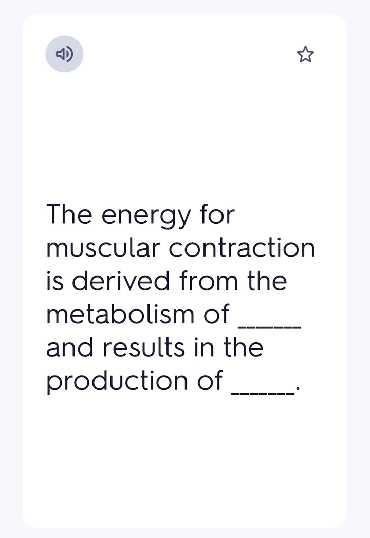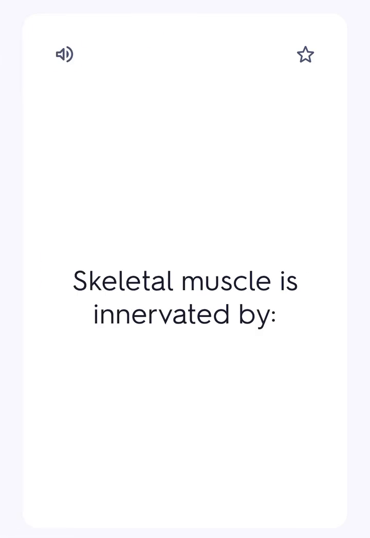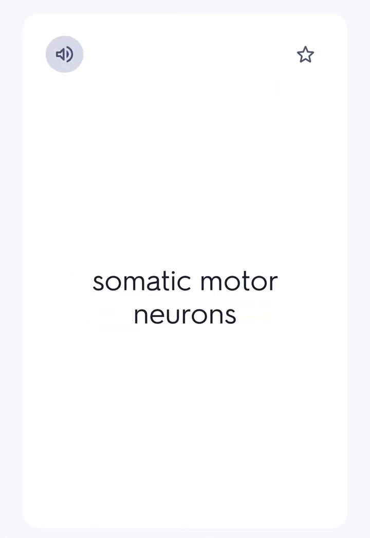The energy for muscular contraction is derived from the metabolism of blank and results in the production of blank. Glucose, lactic acid. Skeletal muscle is innervated by somatic motor neurons.